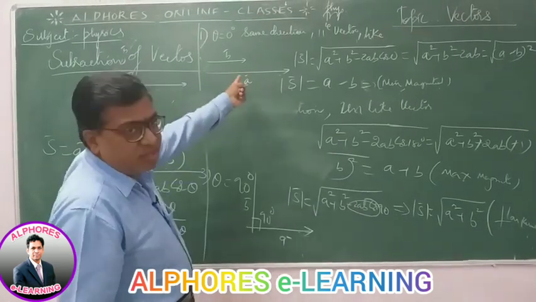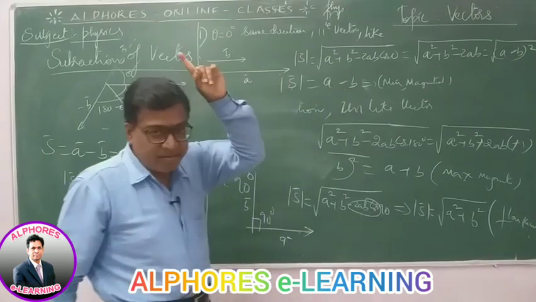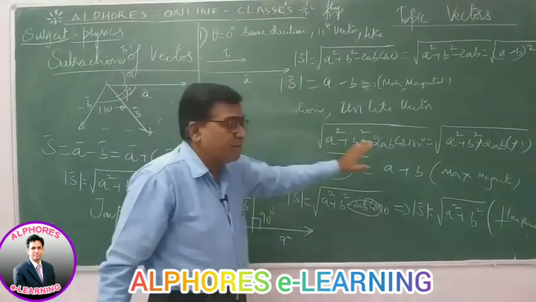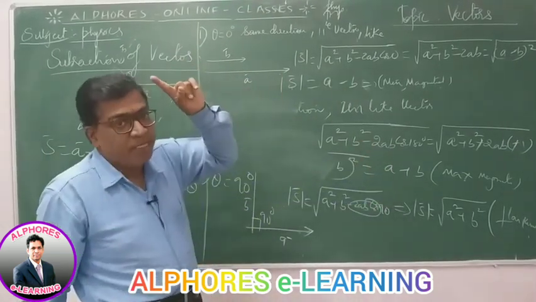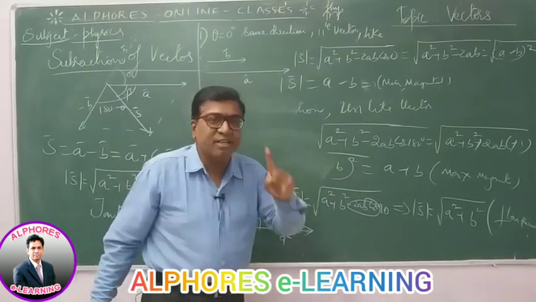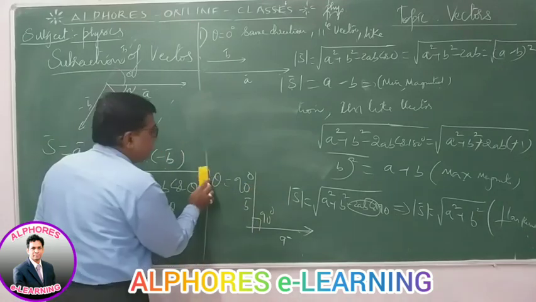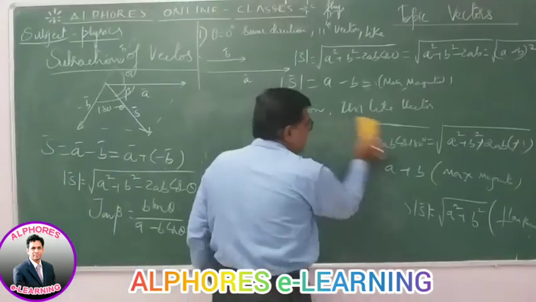So, when theta is 0, subtraction is minimum but the addition is maximum. When theta is 180, subtraction is maximum, addition is minimum. That you have to remember. But at theta 90, subtraction and addition both are equal, both are the same. So based on this, the question will be asked in this manner.